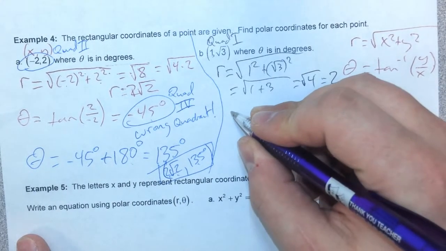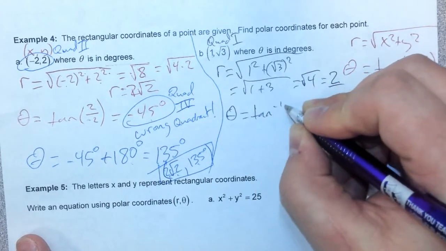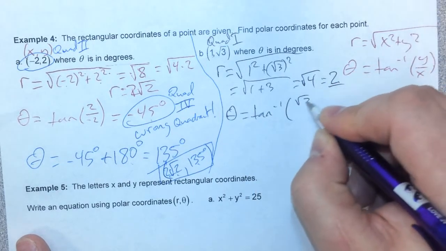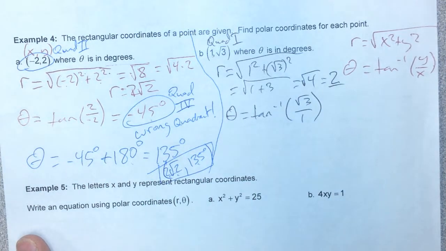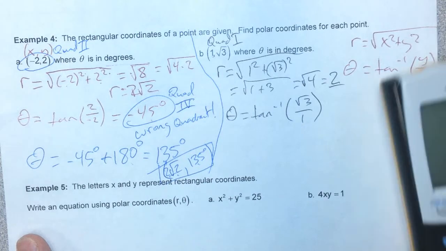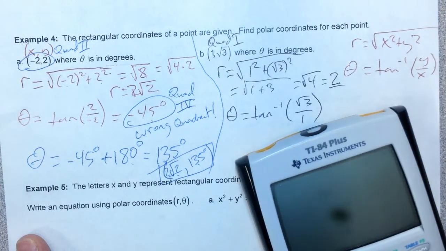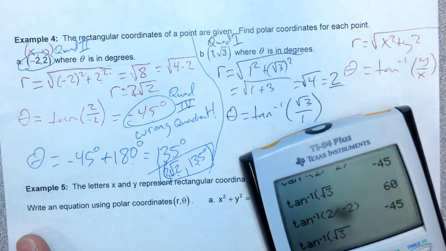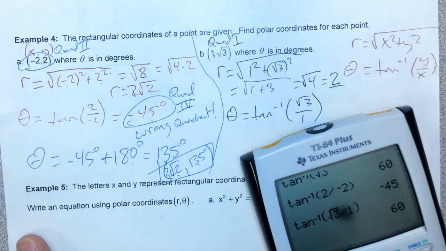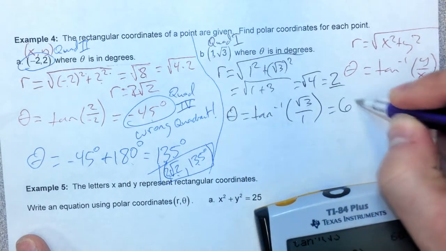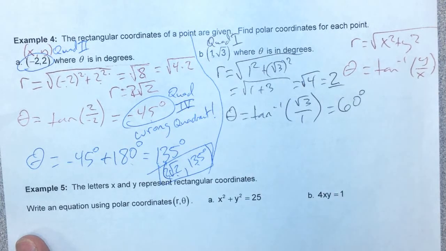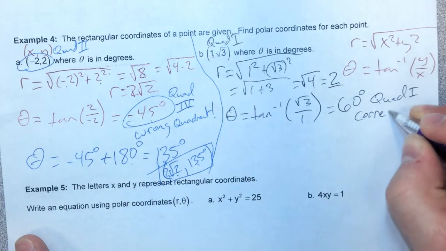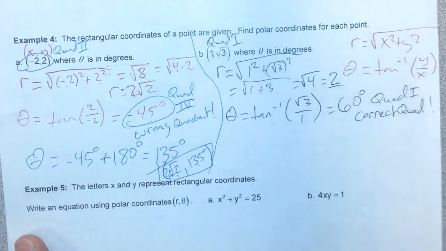Alright. Then we can find theta. Theta is going to be the inverse tangent of root 3 over 1. If you remember your inverse tangent values, then you should be able to get that one. But if not, you can do inverse tangent of root 3 divided by 1, or just root 3, and that's 60. What quadrant is angle 60 in? Yes, it's in quadrant 1. Is that the right quadrant? Yes. So correct quadrant. So there's our theta.